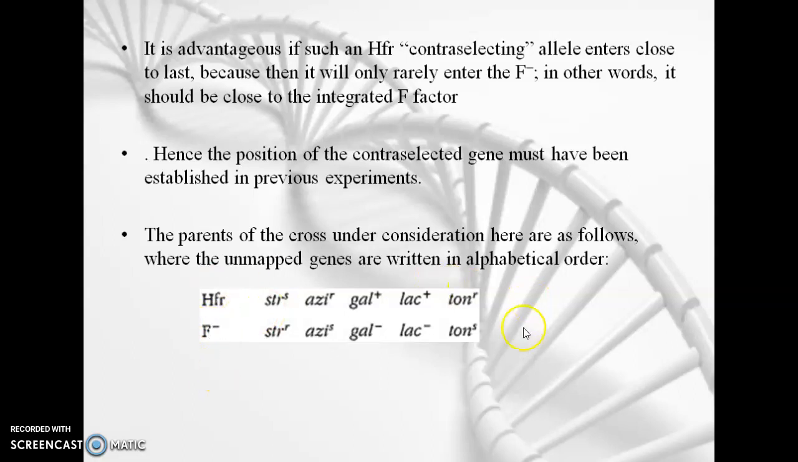So here in this particular cross that we have taken as an example, we have considered these genes: streptomycin sensitivity, streptomycin resistance in HFR and F- cells respectively. Then AZI resistance, sensitivity, GAL plus and GAL minus, where the GAL gene is present or the GAL allele is absent. Then LAC plus, LAC minus, TON R and TON S.